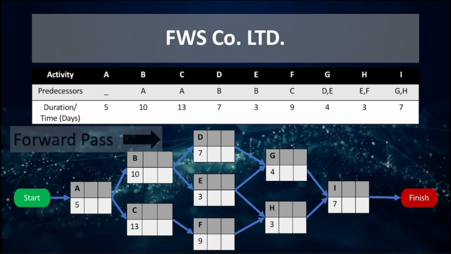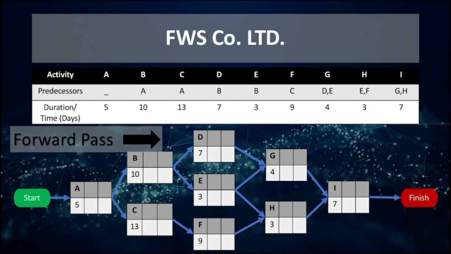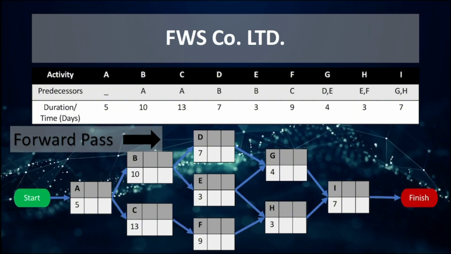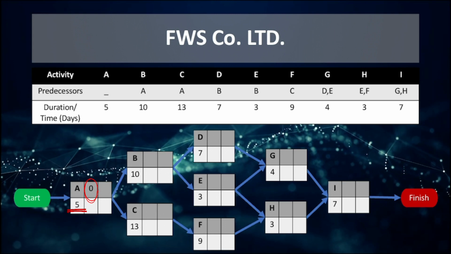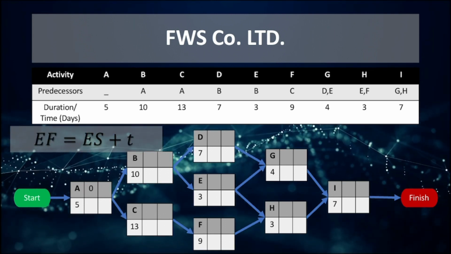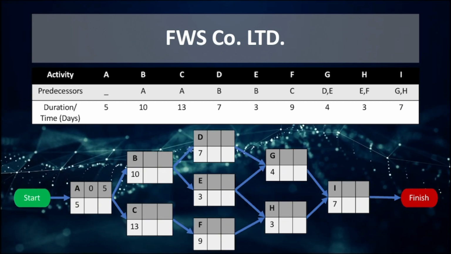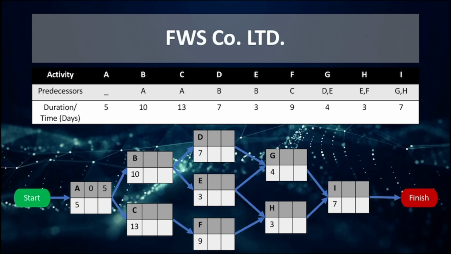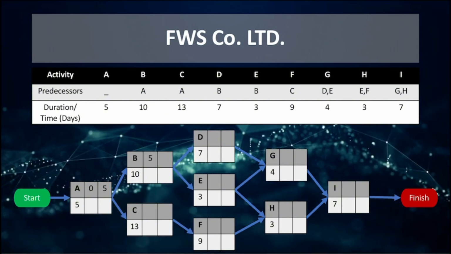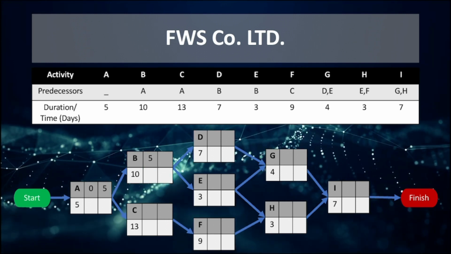Let's do the forward pass. Since A has no predecessors, its earliest start time will be 0 with activity time of 5 weeks. A will have an earliest finish time of 0 plus 5 is equal to 5. B needs A to complete before it can start. Since the earliest finish time for A is 5, then the earliest time that B can start is 5.